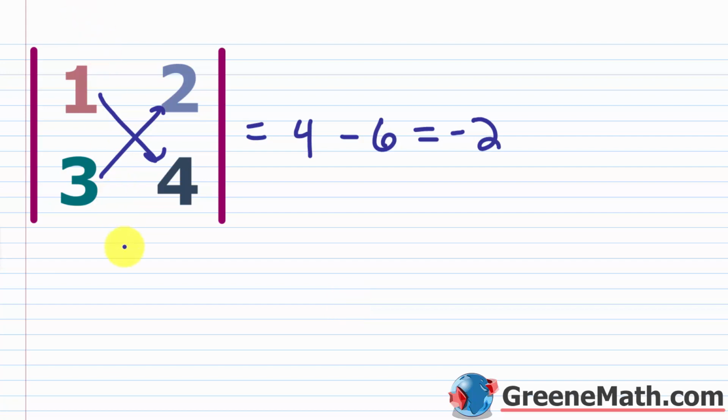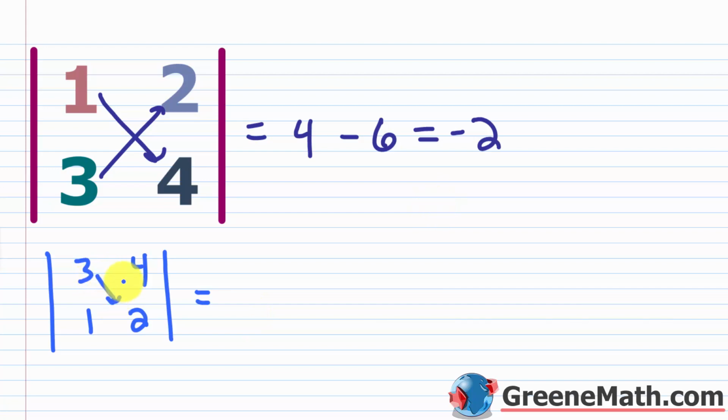Well, what's going to happen is the sign of the determinant will change. The absolute value will be the same, but the sign will change. So instead of negative 2, you'll have positive 2. So if I put 3 and 4 in the first row and 1 and 2 in the second row, again, the sign will change. It will be positive 2.